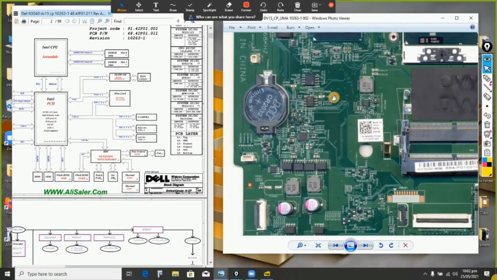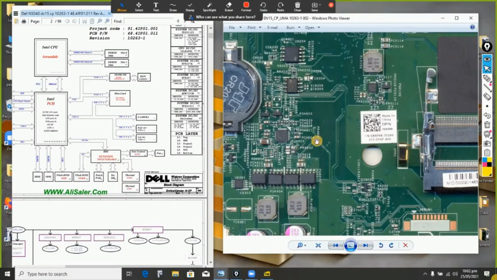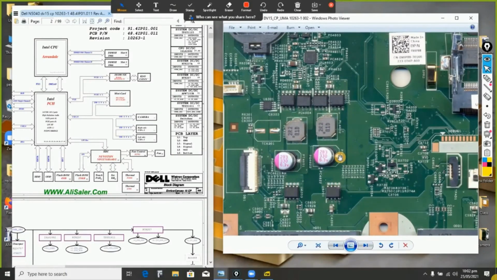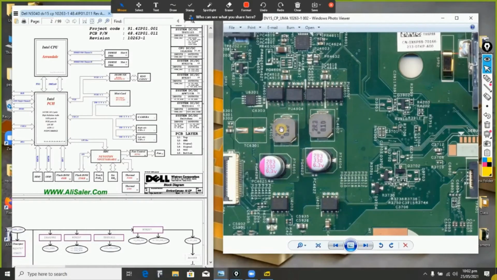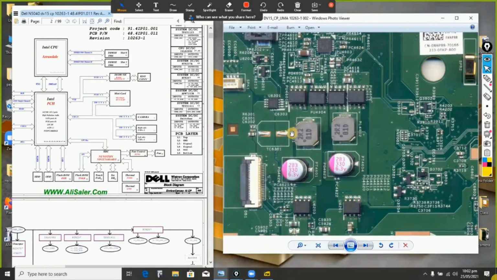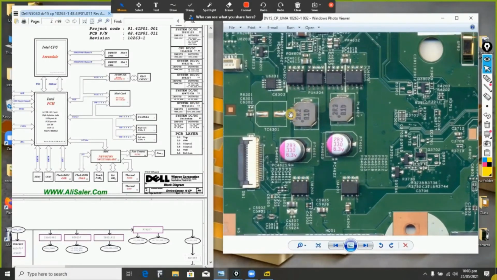This coil is here. If you look at this standby section, what is the name of this standby coil location? This number is used to identify the location on the motherboard, both in the schematic and on the motherboard. What is the location here? We have PL4601.